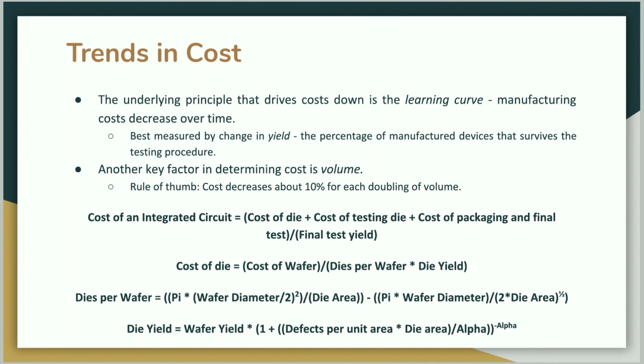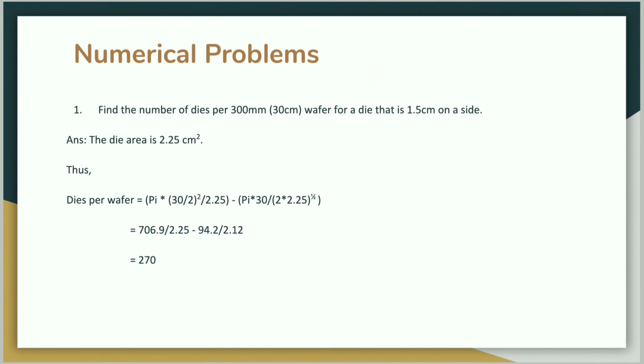Now the cost of an integrated circuit, the cost of a die, the number of dice per wafer and the die yield are calculated using the equations given here. Now based on these equations, we'll work out a small problem. The question here is, find the number of dice per 300 millimeter wafer for a die that is 1.5 centimeter on a side. Here the die area is 2.25 centimeter square because the die is actually 1.5 centimeters on a side. So therefore the dice per wafer is calculated using the given equation and you'll get the answer as 270.